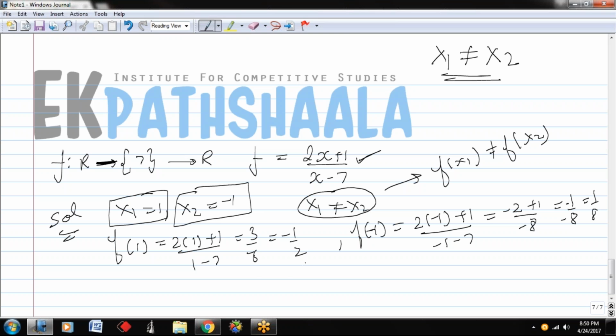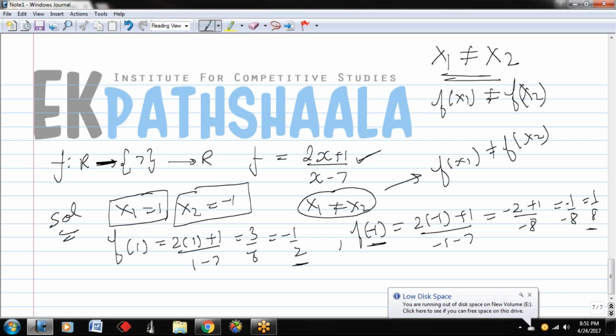I've calculated f of 1, that is minus 1 by 2. I'm calculating f of minus 1, that is 1 by 8. Yes or no? That is 1 by 8. So f of x1 is not equal to f of x2. That is what the condition says. Hence it is a 1-1 function. In case we would have got the same answer, it would not be.